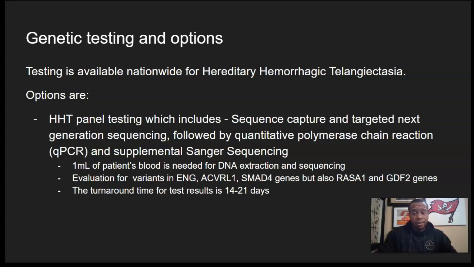They're looking for variants in the gene sequence, variants in the ENG gene, ACVRL1 gene, SMAD4, but there are also two genes which I did not know about before, digging a little deeper: the RASA1 and GDF2 genes. The turnaround time is about three quarters of a month, 14 to 21 days. It could be longer depending on, as we're seeing out in the world today, supply chain and stuff like that.